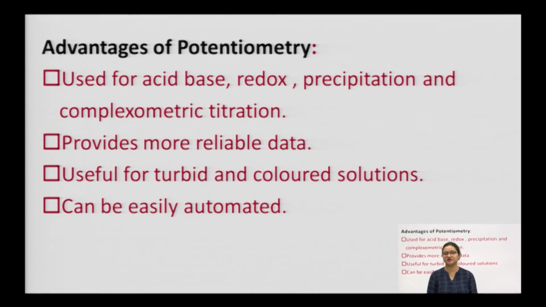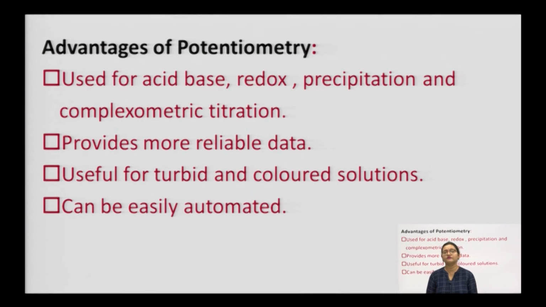As the analytical concentration changes, the voltage also changes, or the electrode potential of the potentiometric cell also changes, which can be easily seen and calculated. Then the next advantage or application is that it is very useful for turbid and colored solutions.